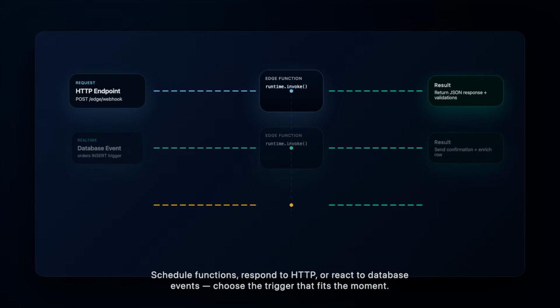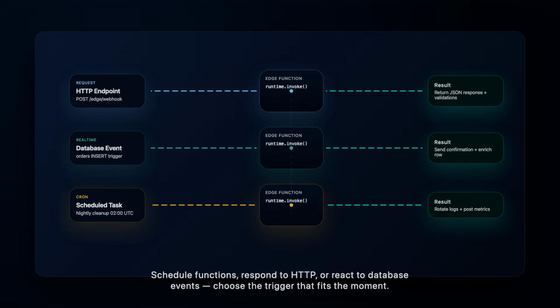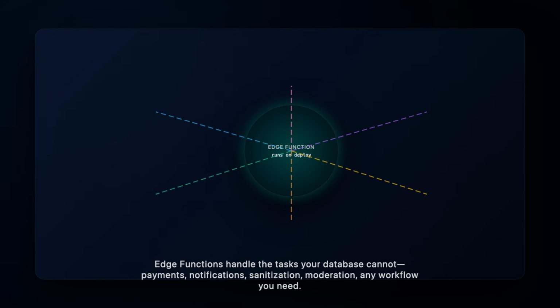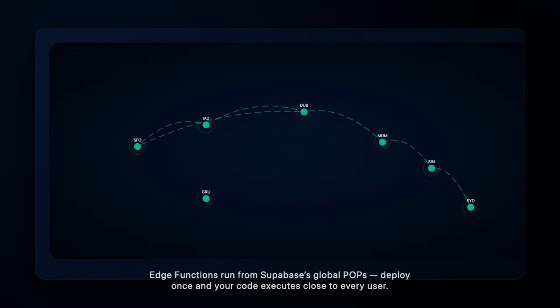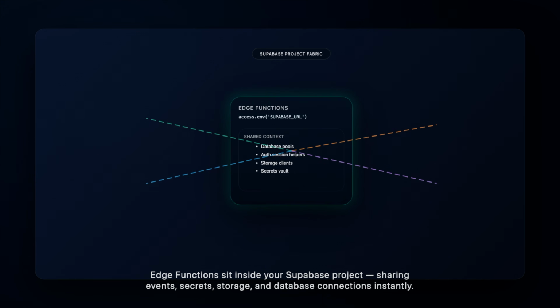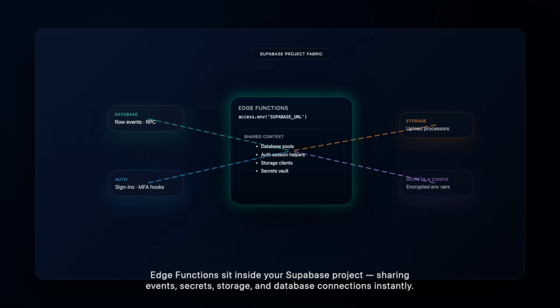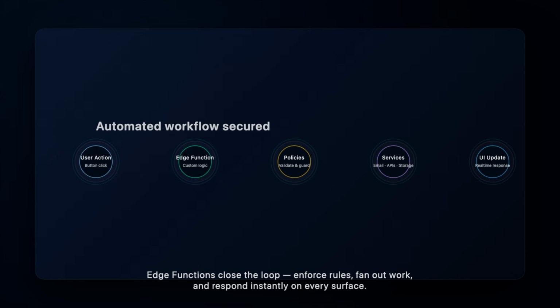Schedule functions, respond to HTTP, or react to database events. Choose the trigger that fits the moment. Edge functions handle the tasks your database cannot: payments, notifications, sanitization, moderation, any workflow you need. Edge functions run from Supabase's global POPs. Deploy once and your code executes close to every user. Edge functions sit inside your Supabase project, sharing events, secrets, storage, and database connections instantly. Edge functions close the loop, enforce rules, fan out work, and respond instantly on every surface.